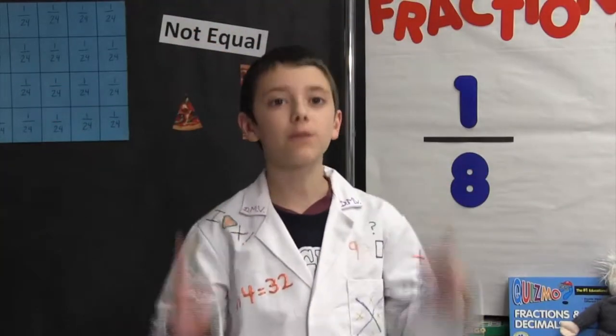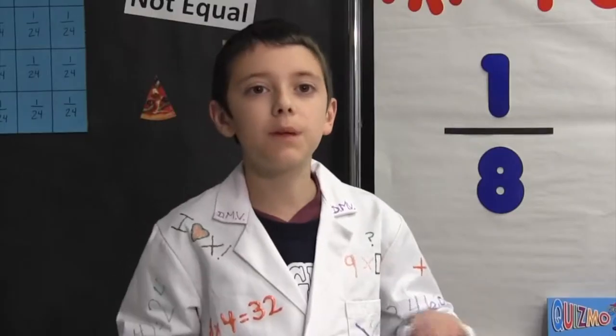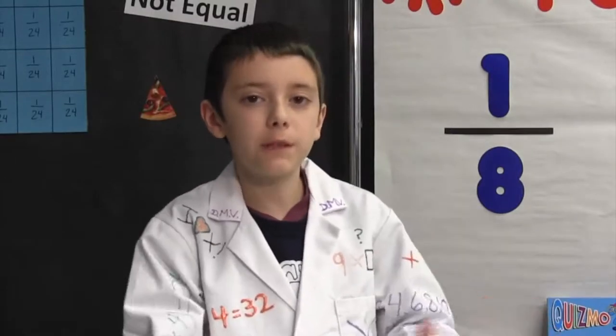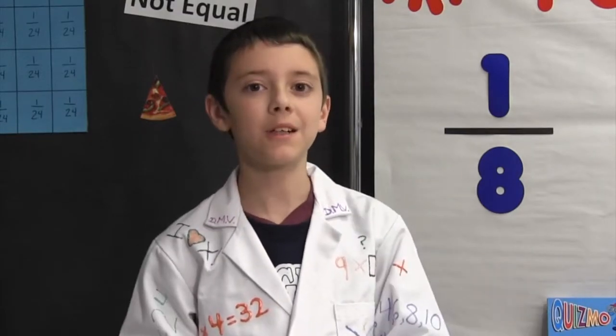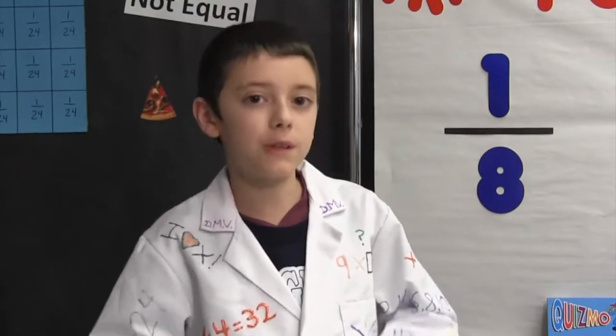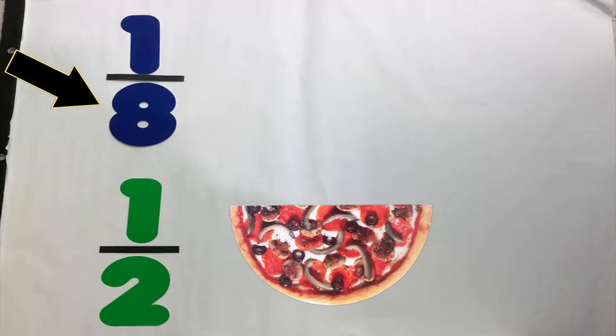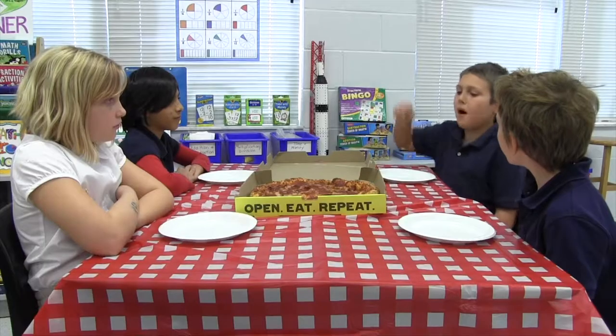No, you have it all wrong. The bigger the denominator, the smaller the piece, because it's the more people you are sharing with. So the smaller your piece will be. The smaller the denominator, the bigger the piece, because you're sharing with less people, so you get a bigger slice of the pizza. Small denominator, big piece. Big denominator, small piece. Bippity boppity booyah!